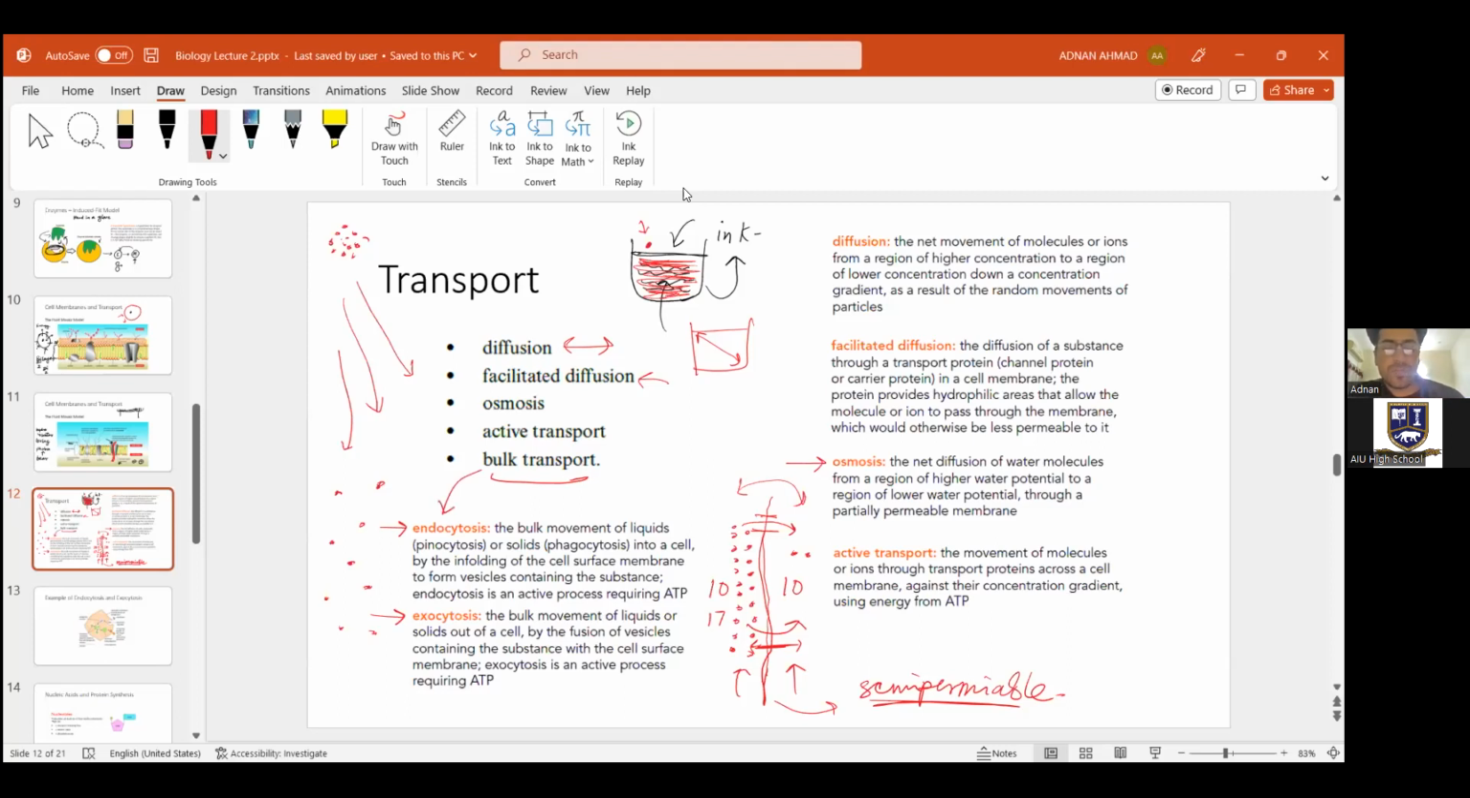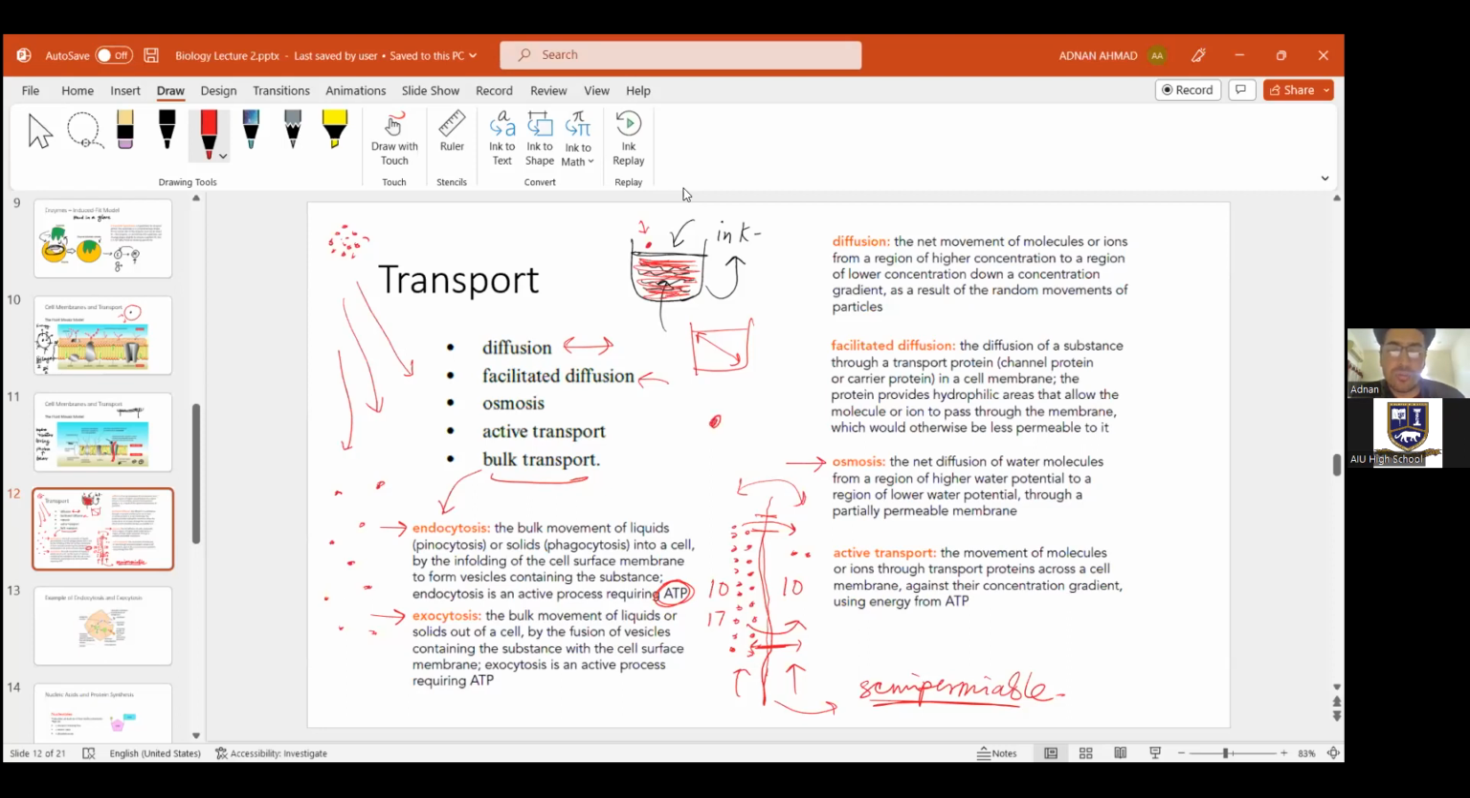Okay, so endocytosis is the bulk movement of liquids, pinocytosis, or solids, phagocytosis, into the cell by the infolding of the cell surface membrane to form vesicles containing the substance. Endocytosis is an active process requiring ATP. This is the molecule that provides energy, adenosine triphosphate. And what is exocytosis? Exocytosis is the bulk movement of liquids or solids out of the cell. Endo means inside and exo means outside.